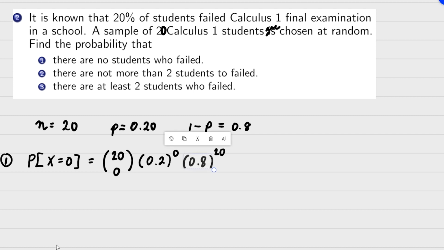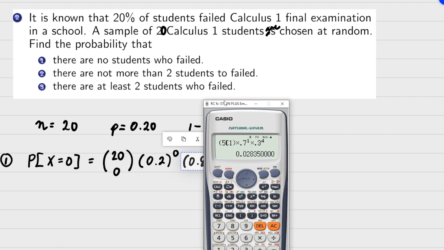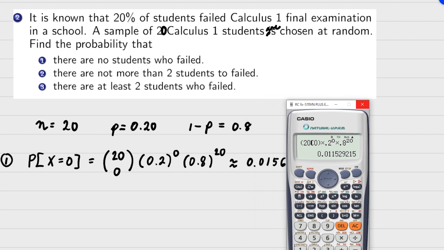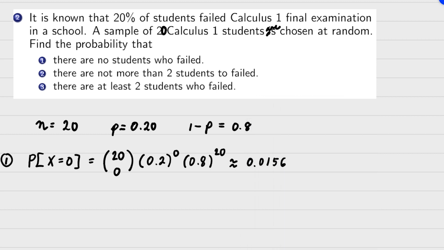So, again, you can get your calculator to compute for this one. We have 20 combination 0, times 0.2 raised to 0, and then 0.8 raised to 20. And the answer is approximately 0.0115. 0.0115.